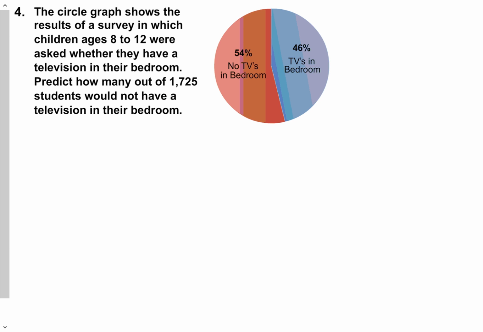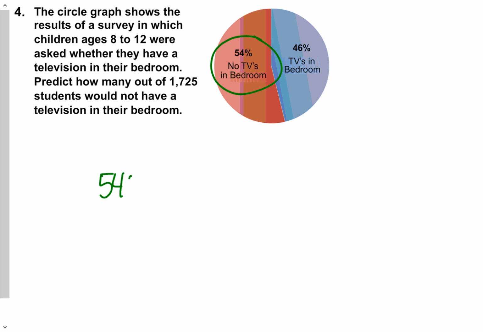Okay. The circle graph shows the results of a survey in which children 8 to 12 were asked whether they have a television in their bedroom. Predict how many out of the 1,725 students would not have a television in their bedroom. Okay, so we have here that 54% don't have a TV in their bedroom.